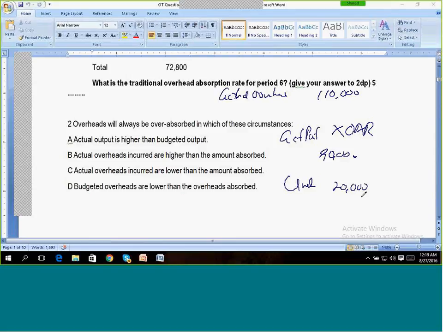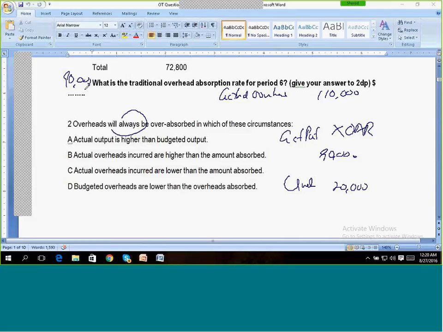So here the overheads will be always over, I want you to note this, right? Always. So for all this to happen, it can be for two reasons. One, the overheads what you have incurred will be lower than the absorbed. Actual overheads are 90, amount absorbed is 110. That is the situation where you will have 20 overhead over absorption.